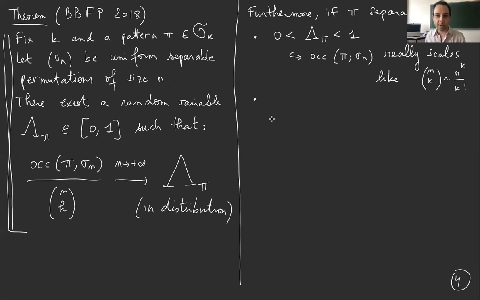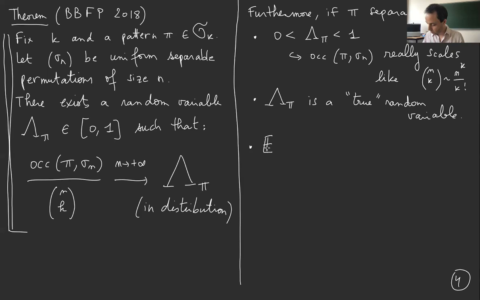And besides, still in the case where pi is separable, lambda pi is a true random variable. Okay. So for every pattern, this is the right scale, n choose k. We don't know much about lambda pi, but we have a probabilistic description which allows us to compute a few things. So first, in theory, we can compute the expectation of lambda pi for every pi.